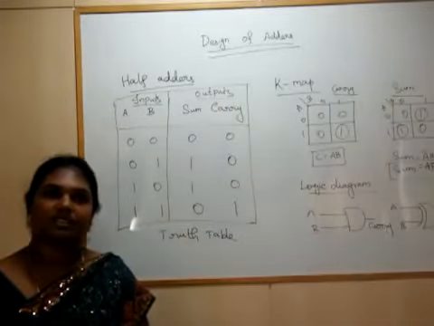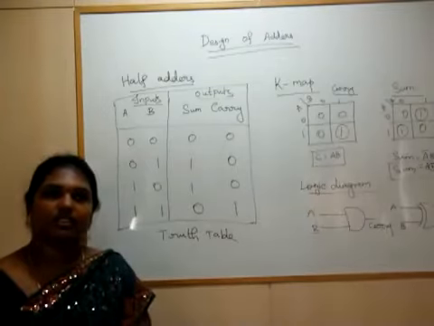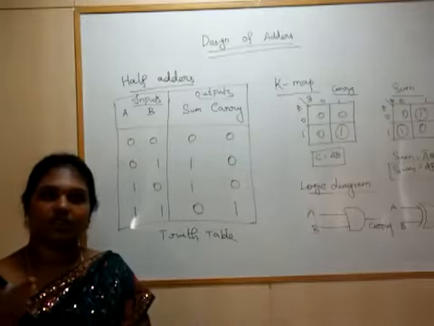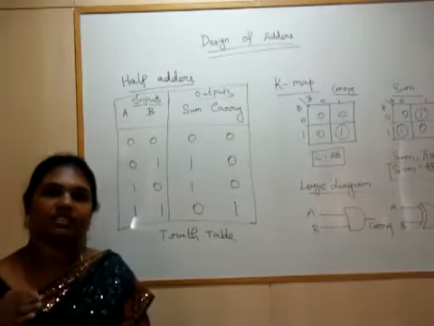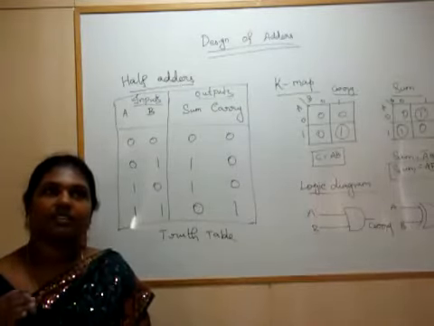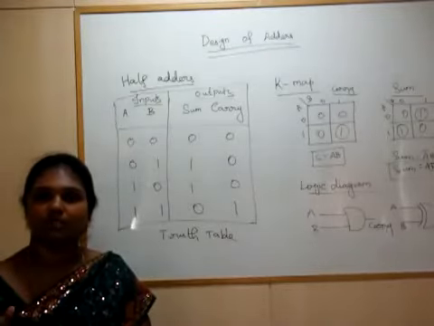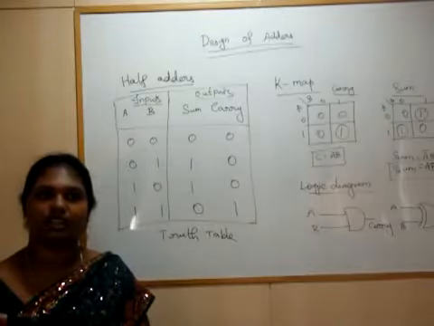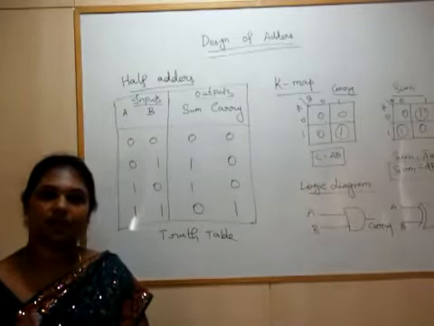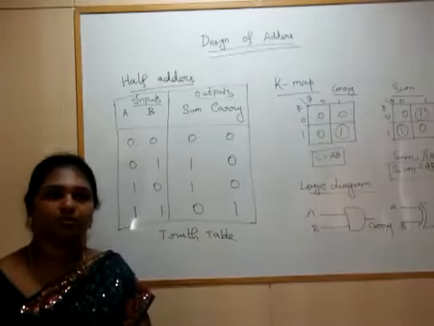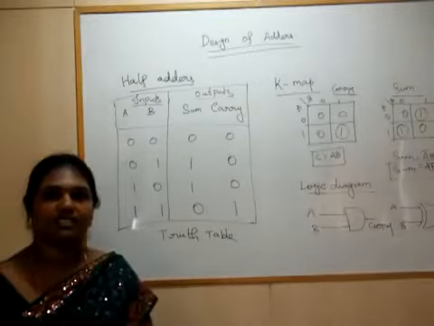Basically, if you want to design adders, you need two types of adders: one is the half adder and the other is the full adder. A half adder is one which adds only two bits, two binary inputs, and gives two outputs, that is sum and carry. So now we are going to see the design of half adders.